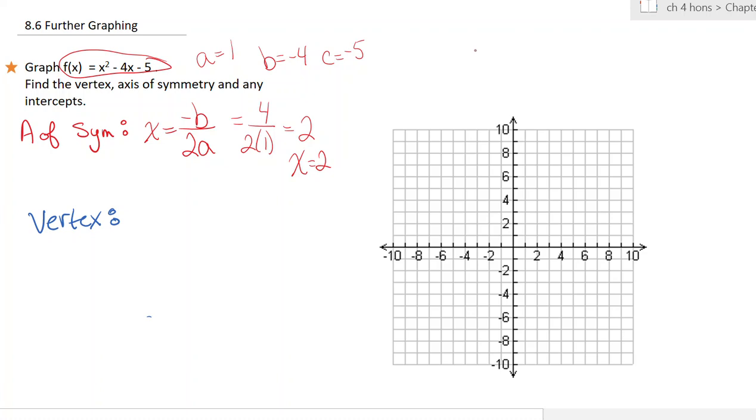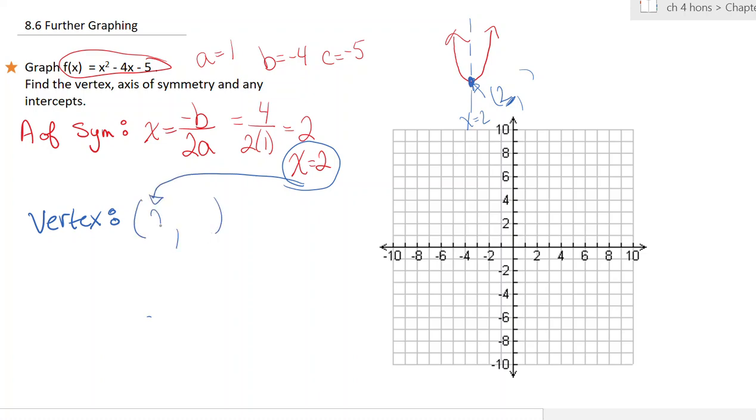Now let's recall in the past section, or the last couple days, we've seen the axis of symmetry go through the vertex. And so if this is x equals 2, that means that that's the x coordinate of the vertex. So what that means is that we know that if we have a vertex, it's an xy coordinate, that the x coordinate is 2. So the question is, what's y? That's what we got to figure out.